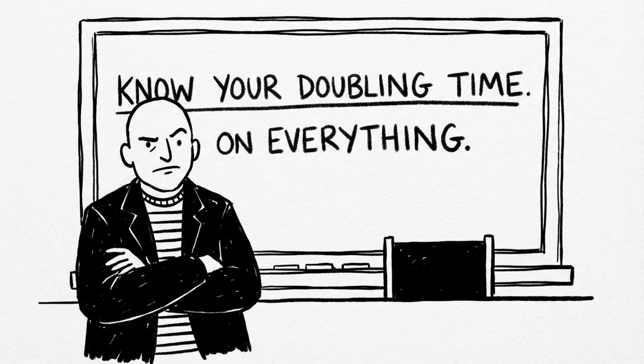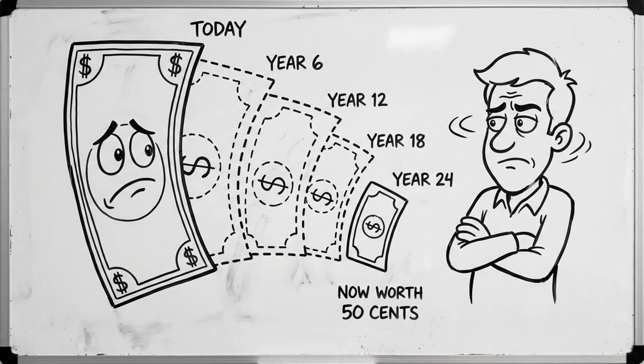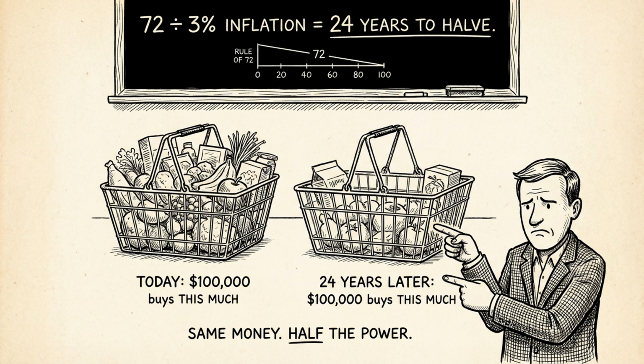Inflation, the slow, invisible thief. At a 3% annual inflation rate, the historical average in developed economies, 72 divided by 3 equals 24 years. In 24 years, every dollar you hold loses half its purchasing power. That means the $100,000 sitting in a zero-interest account today will buy what $50,000 buys today in 24 years. You did not lose any money, but you lost half of what the money could do. That is inflation's doubling time in reverse.